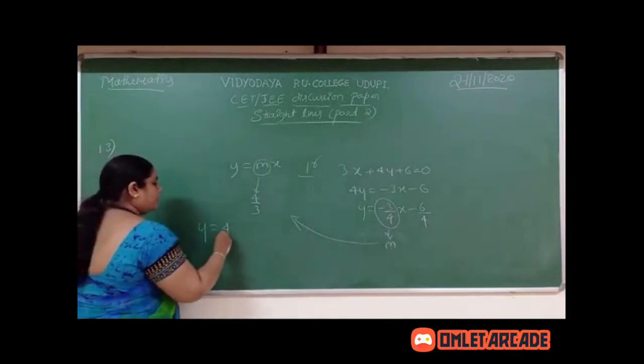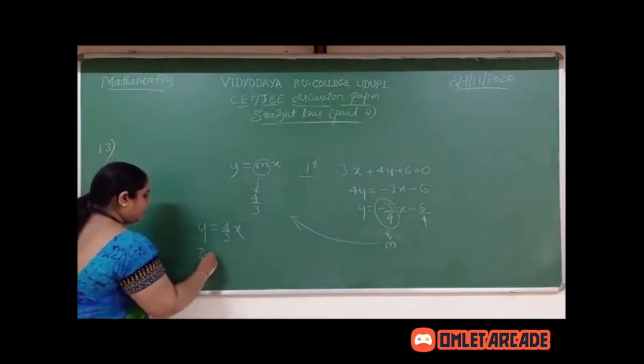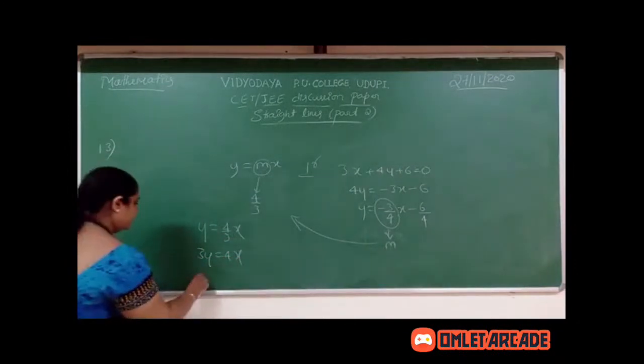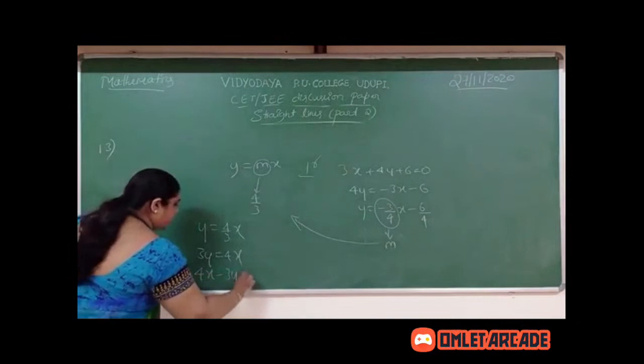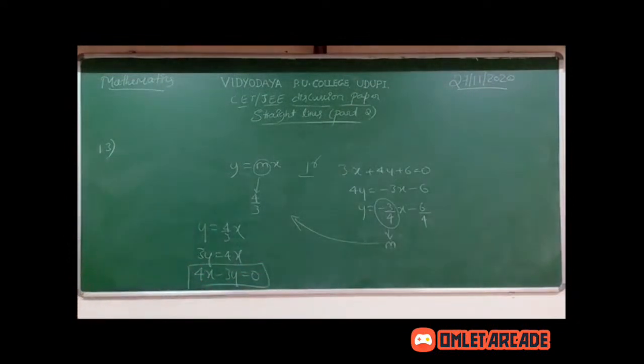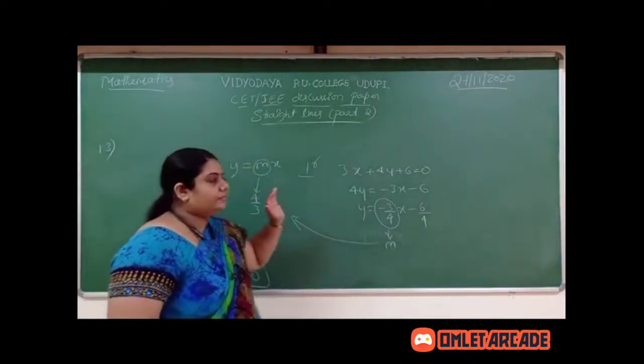So the equation is what? y is equal to 4 by 3 x. So 3y is equal to 4x. And we'll see the options. Is it the third option, 4x minus 3y is equal to 0? Is that the answer? Third option is the right answer, isn't it? It's very simple to answer.